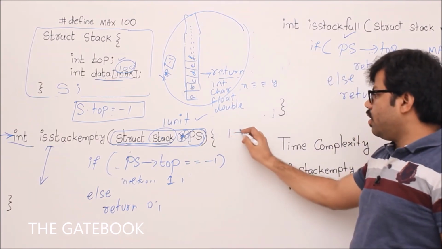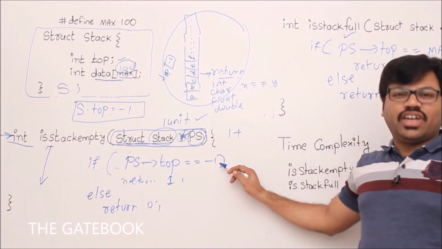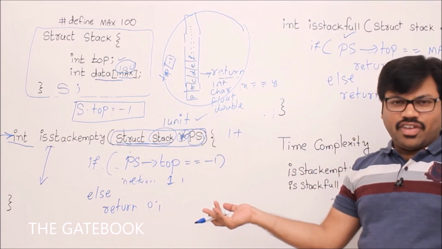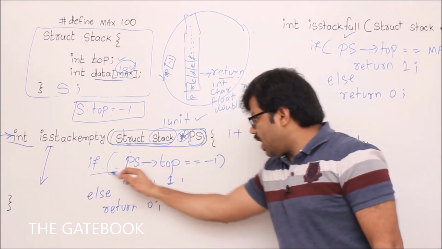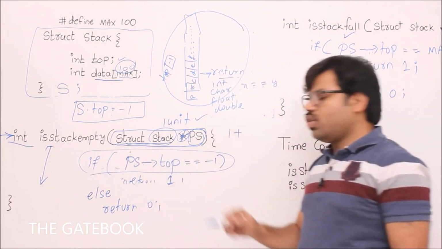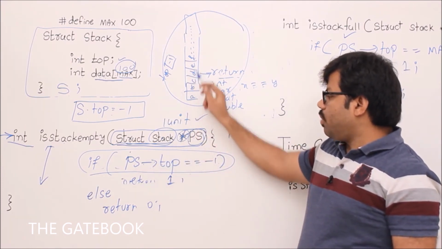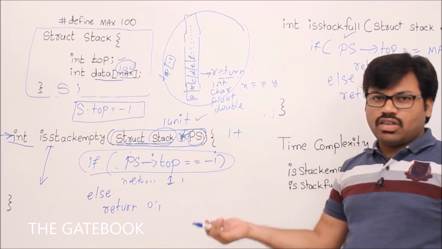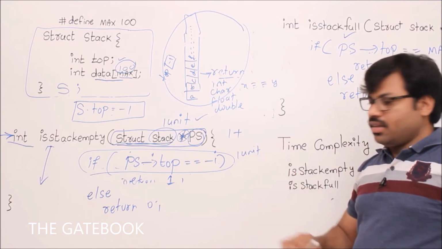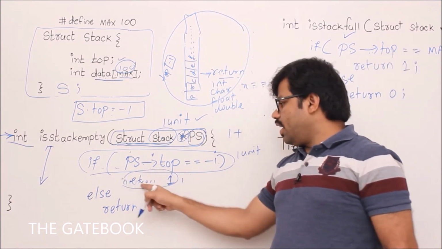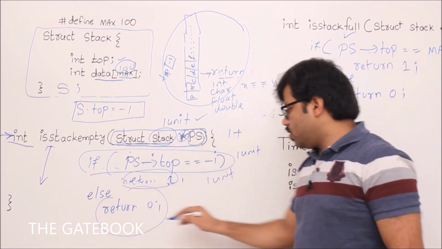Let me calculate: 1 unit, plus control comes here and there is an if condition. What is the time complexity of the if condition? So do it line by line, that's it. When you have a program, calculate the time complexity of every line. What is the time complexity of this line if it is executed? In the if, after all, you are doing a comparison. Already I told you PS top is a primitive data, minus 1 is a constant. Comparison between these two definitely takes only 1 unit of time. That is our assumption already. Now returning 1, returning a constant value takes only 1 unit of time. Else returning 0 also takes 1 unit of time.